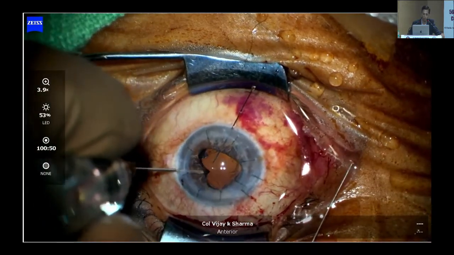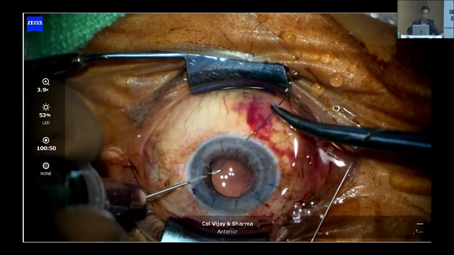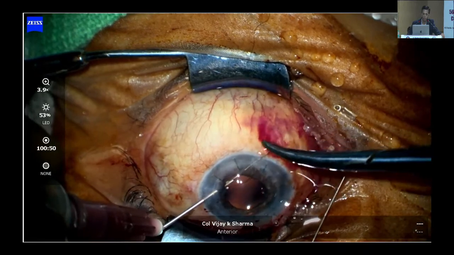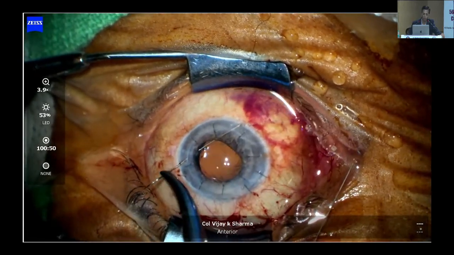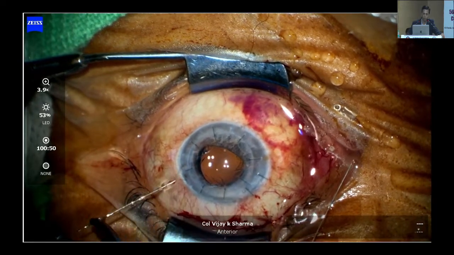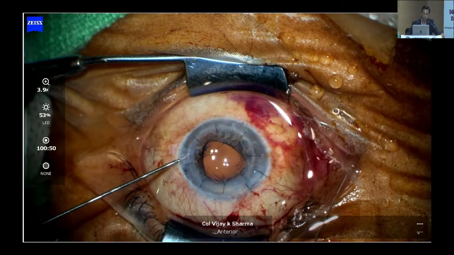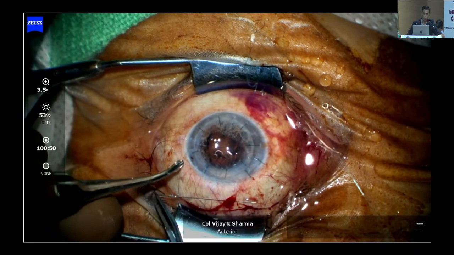As all of you are aware, from one side you pass the 10-0 Prolene straight needle, and from the other side you pass a 26 gauge needle, you thread it, and then you take it out from one port, and this is out from this port. Now you pull out the first loop through that. So that is a typical single pass four throw pupilloplasty.